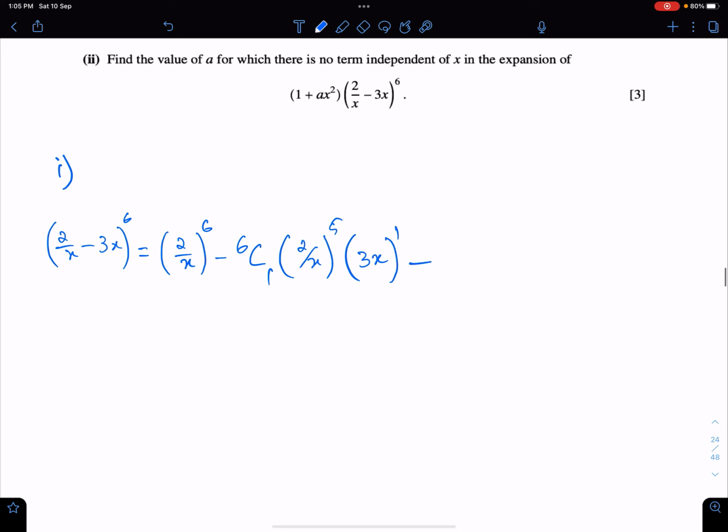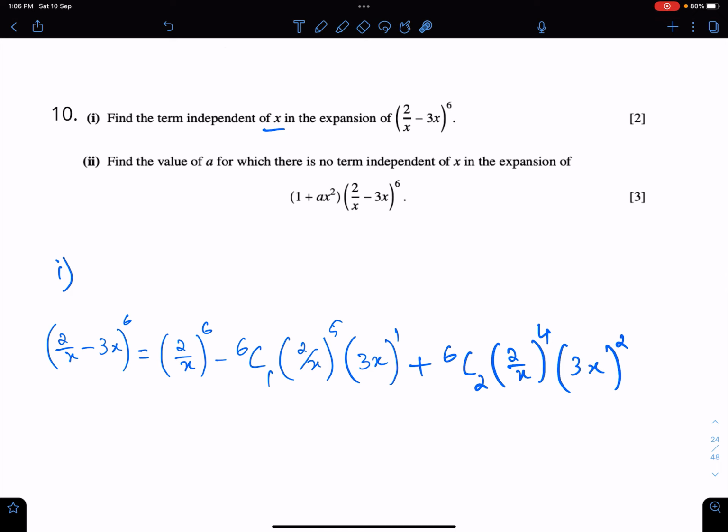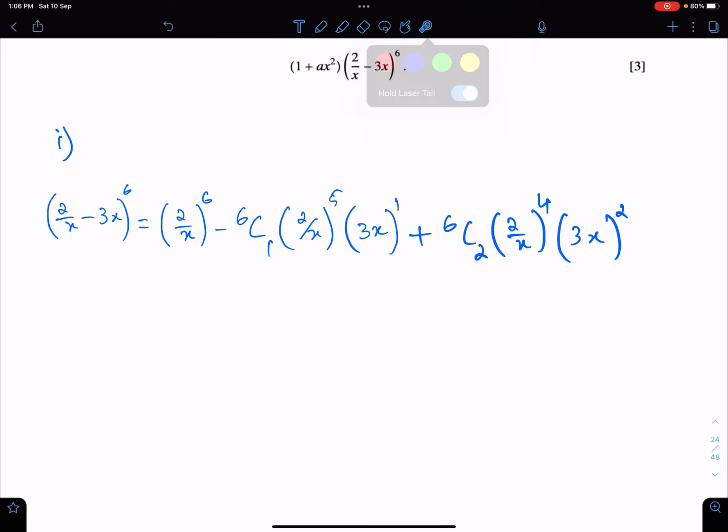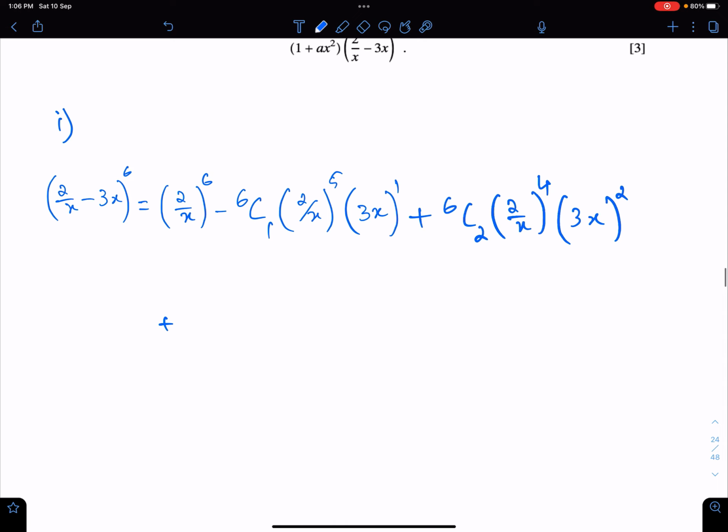Now the next term is 6c2, (2 upon x) to the power 6 minus 2 makes 4, and (3x) to the power 2. We need the term independent of x, so you have to keep observing the expansion or terms. Here you will get x. When you cancel these two, you will get x power 4. When you cancel these two, you will get x power 2. So you have to expand one more term because we couldn't get the independent term yet.